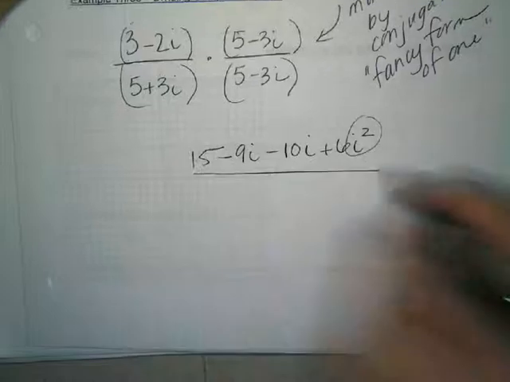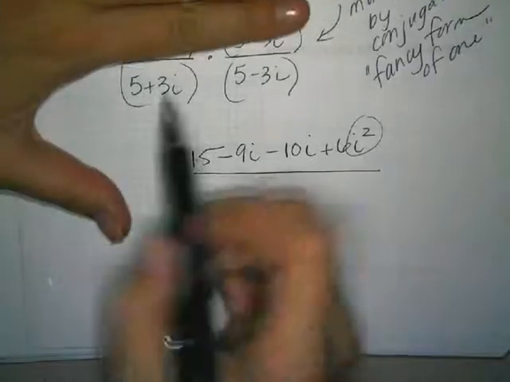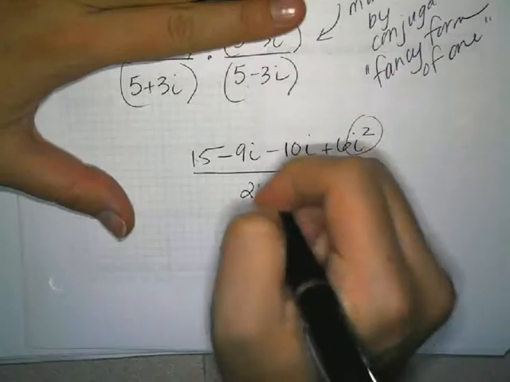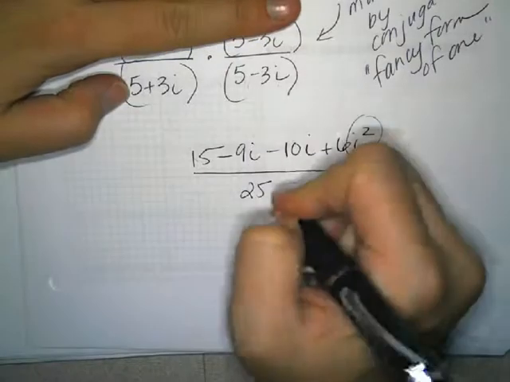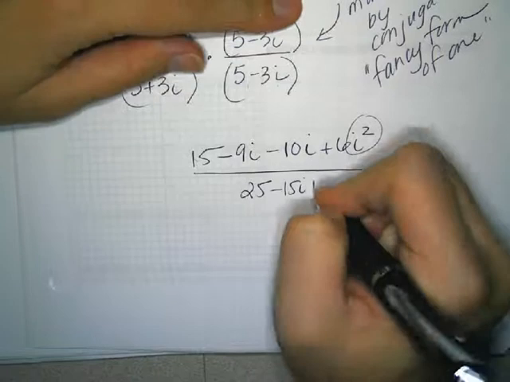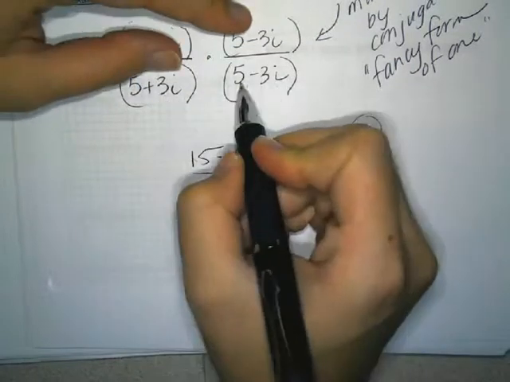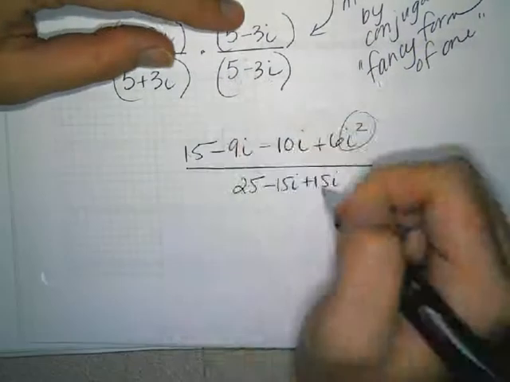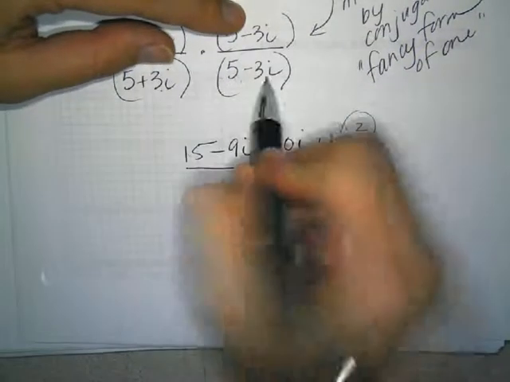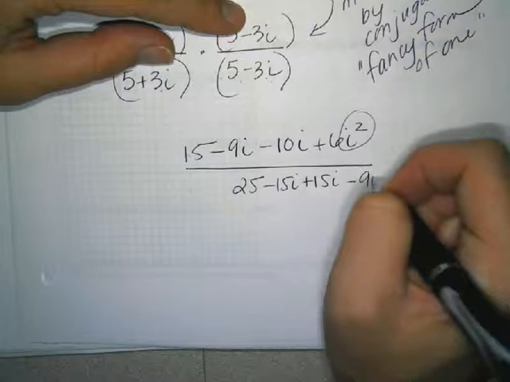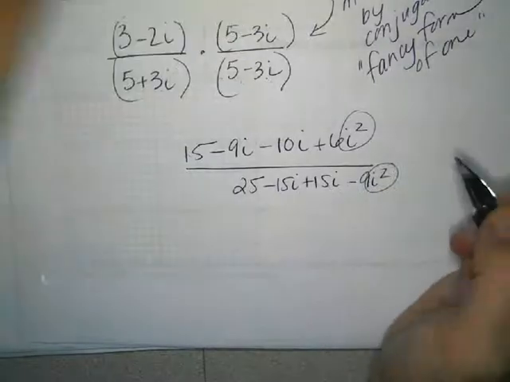Now let's do the bottom. 5 times 5 gives me 25. Outer gives me negative 15i. Inner gives me positive 15i. And then 3i times negative 3i, my last terms, gives me negative 9i squared again. Ding, ding, there's another i squared.